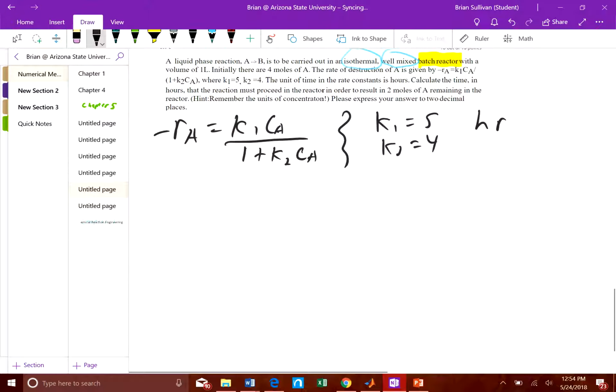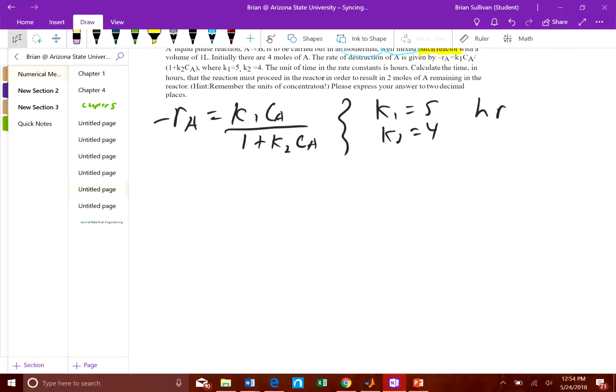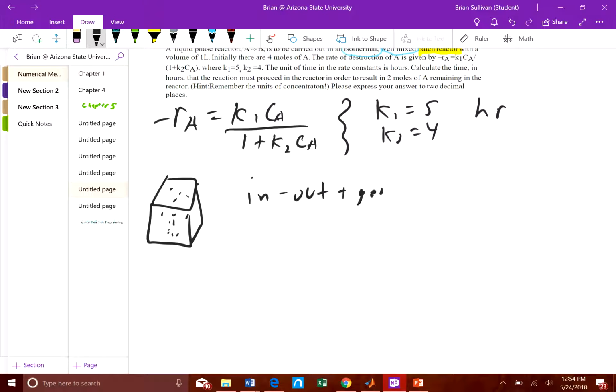Second thing, we have a batch reactor, so let's start on the material balance. We have our box. I always like to draw it and get a visual on it. Then we have everything inside of here. You have in minus out plus generation. Remember, the consumption term is a part of generation. We just flip it to a negative sign if things are being consumed. In this case, A will be consumed, and you'll see how that works later.